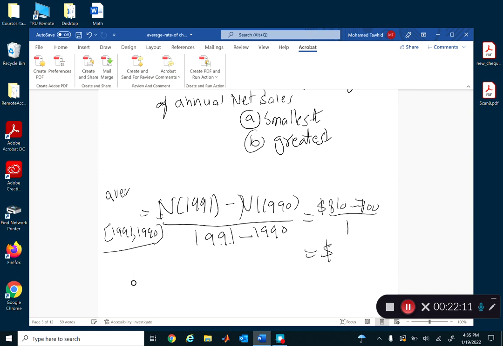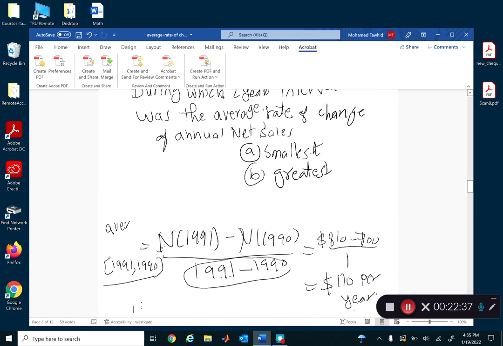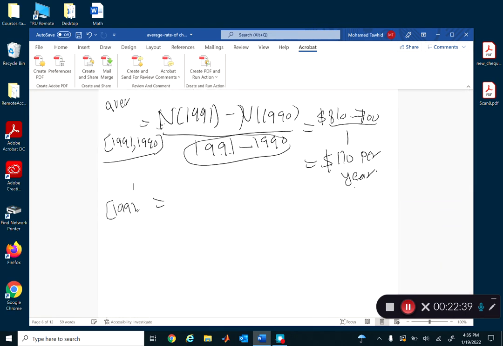So what did you get here, guys? 810 minus 700, you get 110. That is per year. Look at the unit: net sales is in dollars, divided by years, so it is dollars per year. You continue to compute the average rate of change between 1991 and 1992, and all of them.